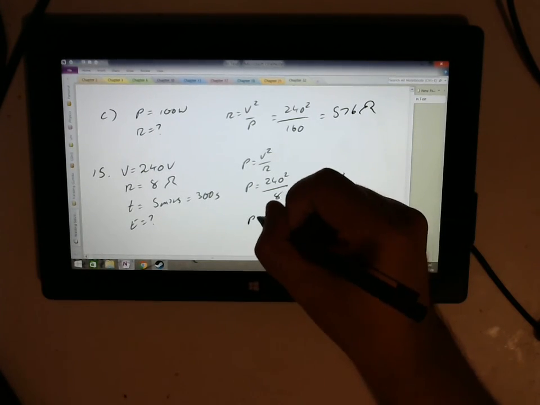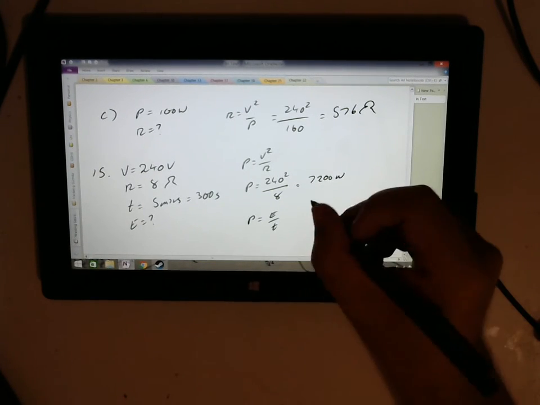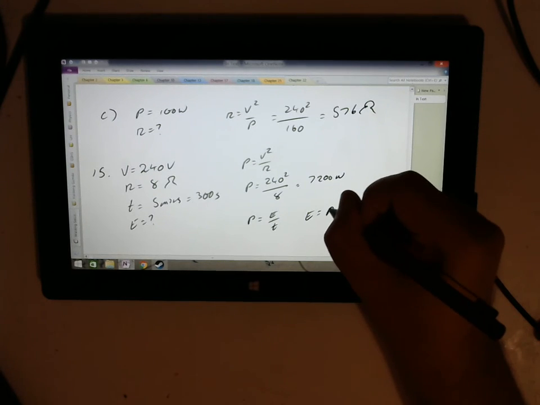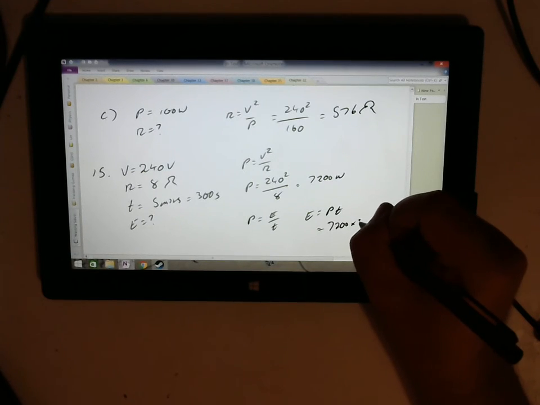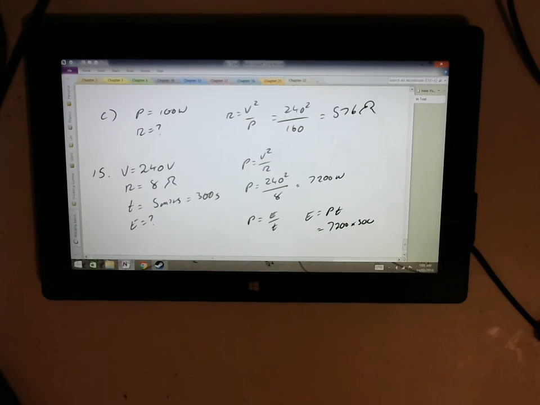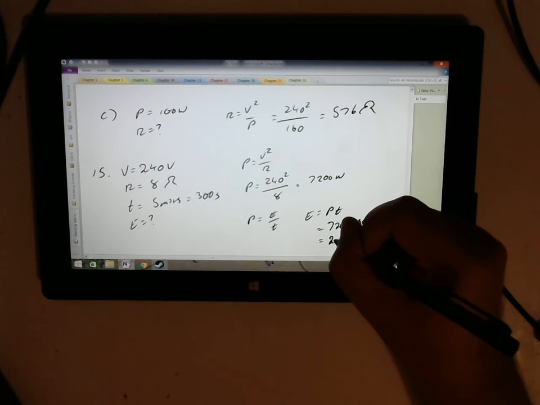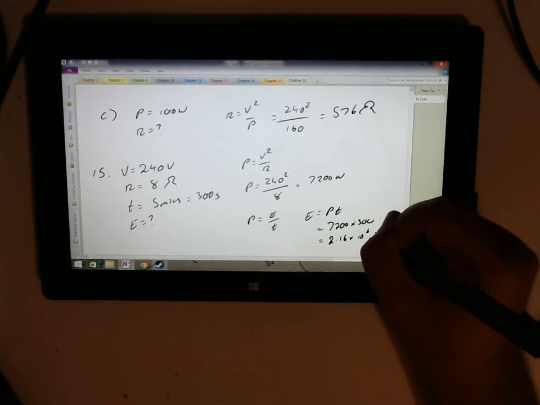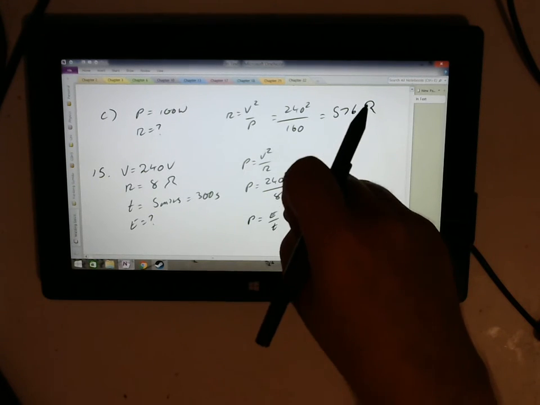Or that power equals energy divided by time. We've got time, we need energy, so energy equals power multiplied by time. So it's going to equal 7,200 multiplied by 300. Gives us an answer of 2.16 million, so 2.16 times 10 to the 6 joules of energy is provided over 5 minutes. And we'll go and double check that. 2.2, so they've rounded, but that's okay.